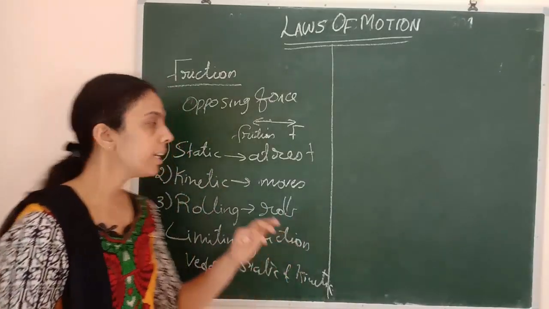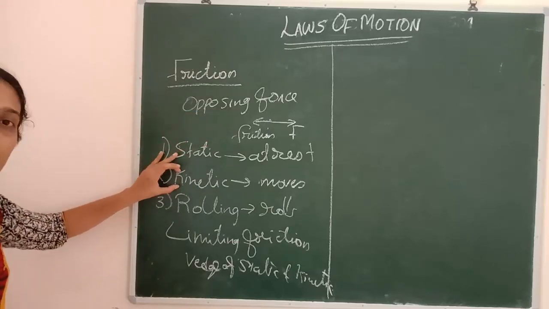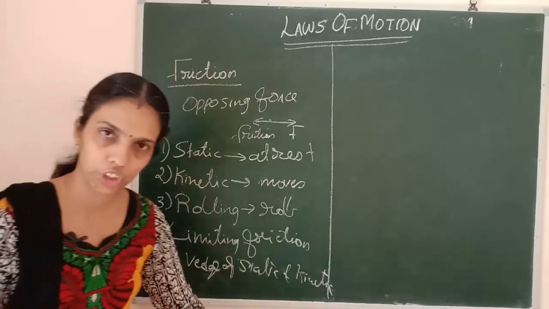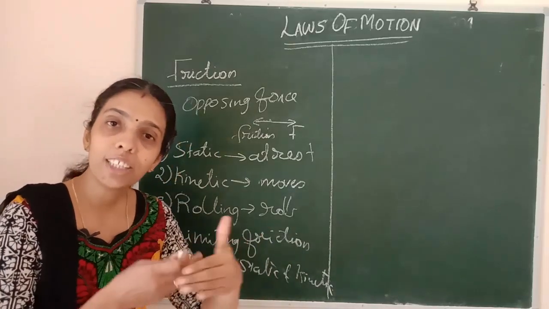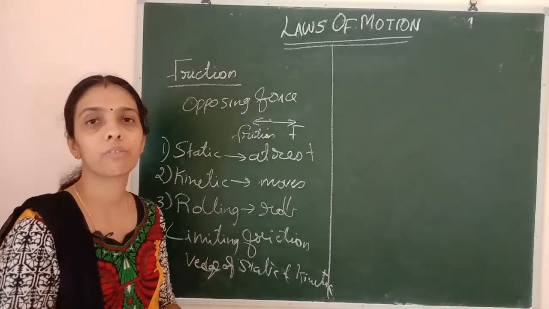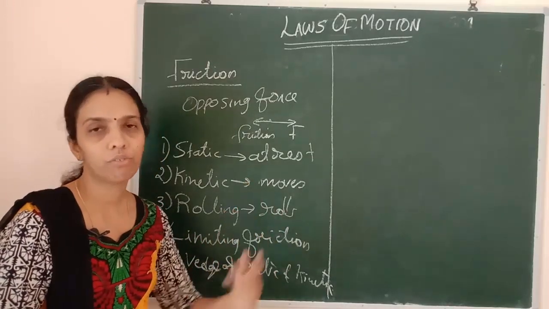Okay, so static friction means when the object is at rest. Kinetic friction means when the object is under motion. Limiting friction means when it is at the edge of static friction and kinetic friction, then we can say it is called limiting friction.